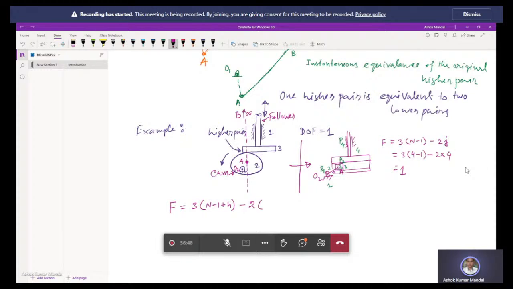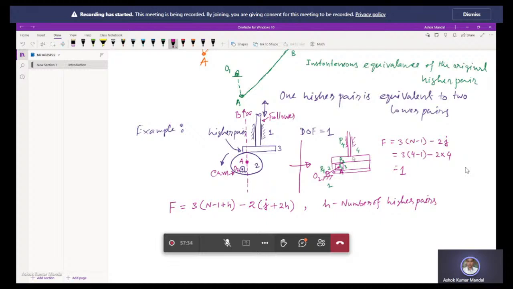How many lower pairs are there in this case? Initially we have one lower pair, another lower pair is here. So if I say that is the number j in our mechanism, but actually when you do this equivalent, how many lower pairs are added? Two lower pairs, because one higher pair is equivalent to two lower pairs, where we are saying h is the number of higher pairs in a mechanism.